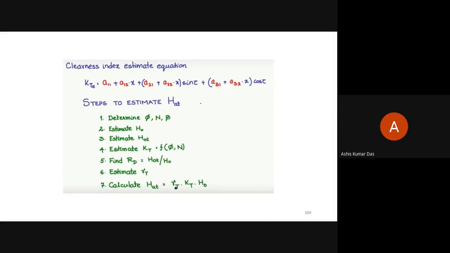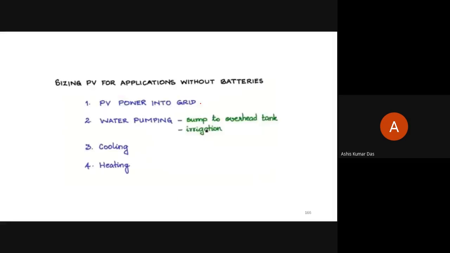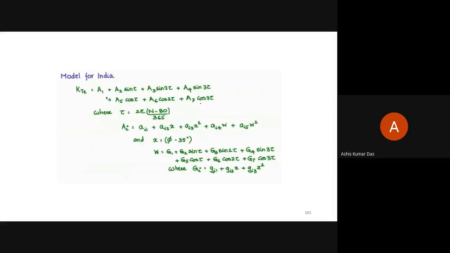Okay, so this is what we have discussed. I am concluding the class over here. Next day we will take up this topic, sizing of the PV for applications without batteries. So this is the next topic. We'll discuss it in detail in the next class.